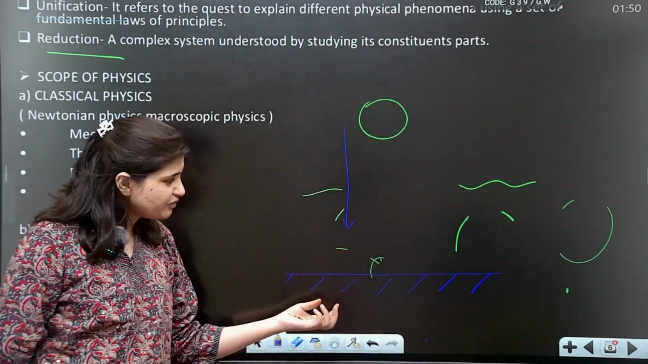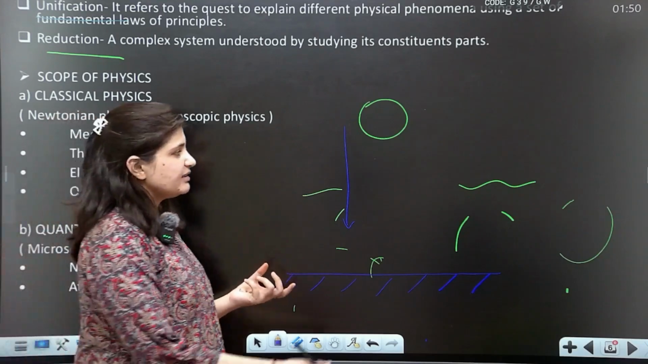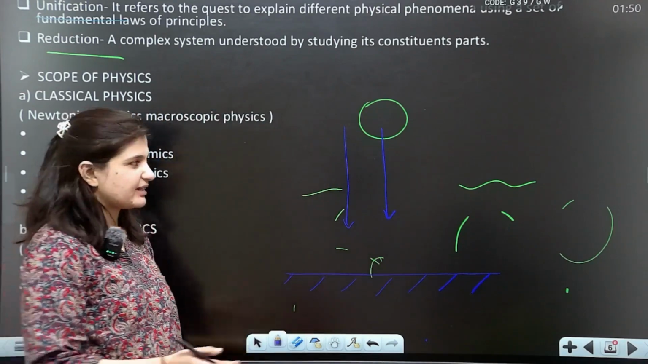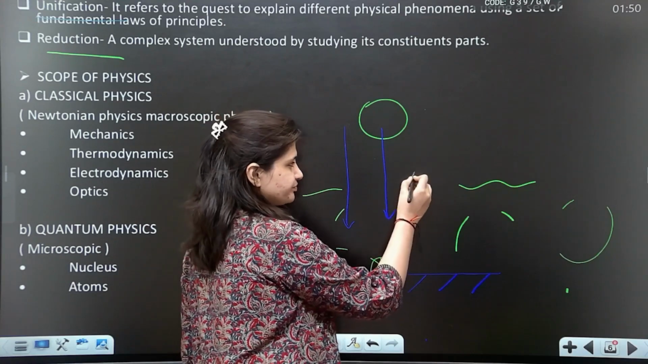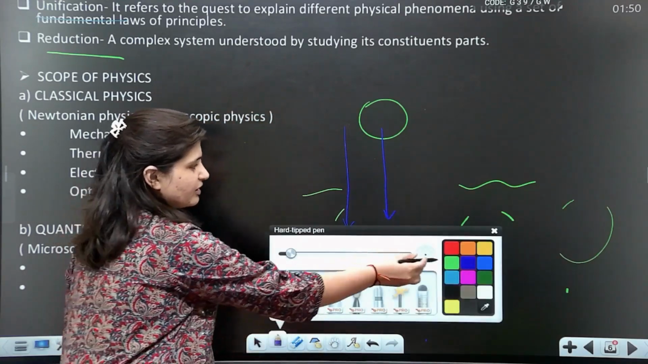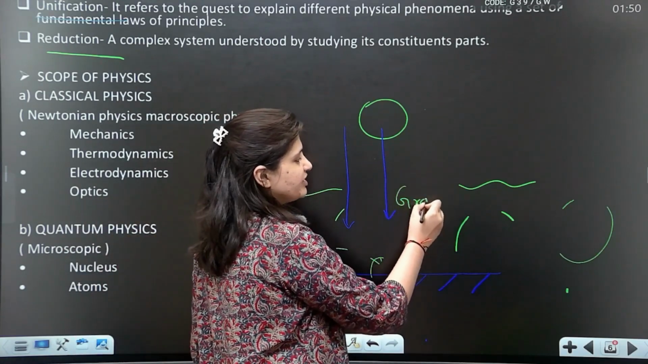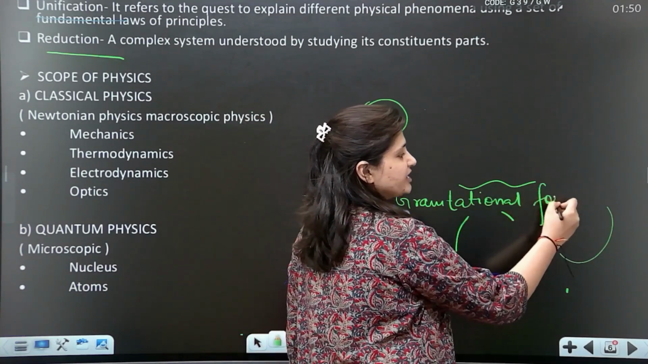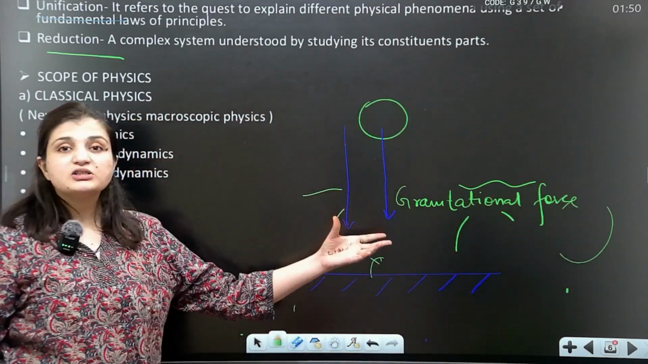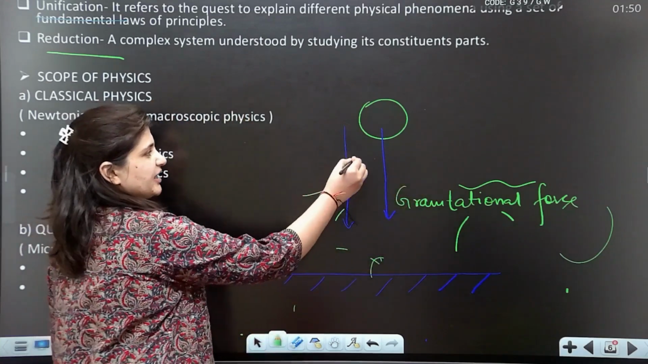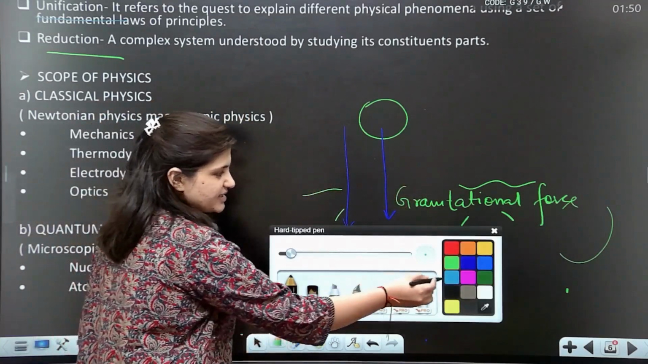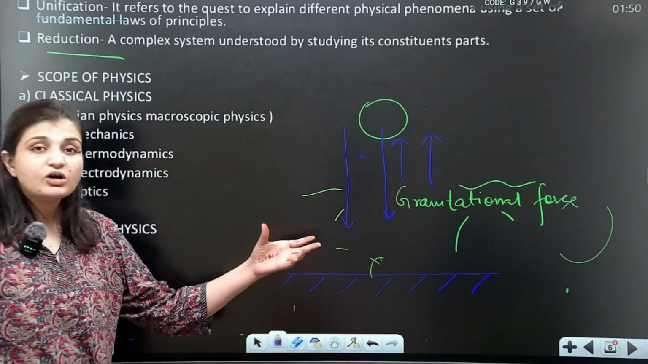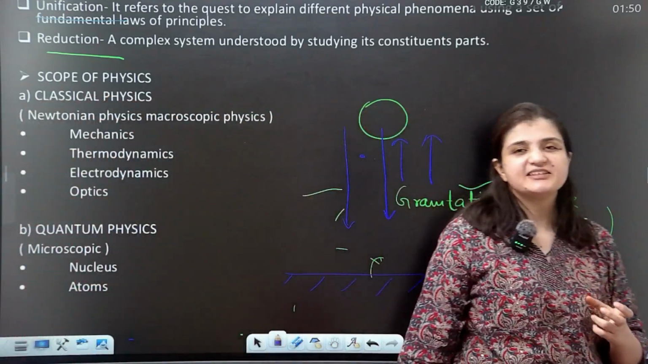When it is falling down, it is not only the gravitational force that acts on it. There will also be air particles, which apply a resistance force.